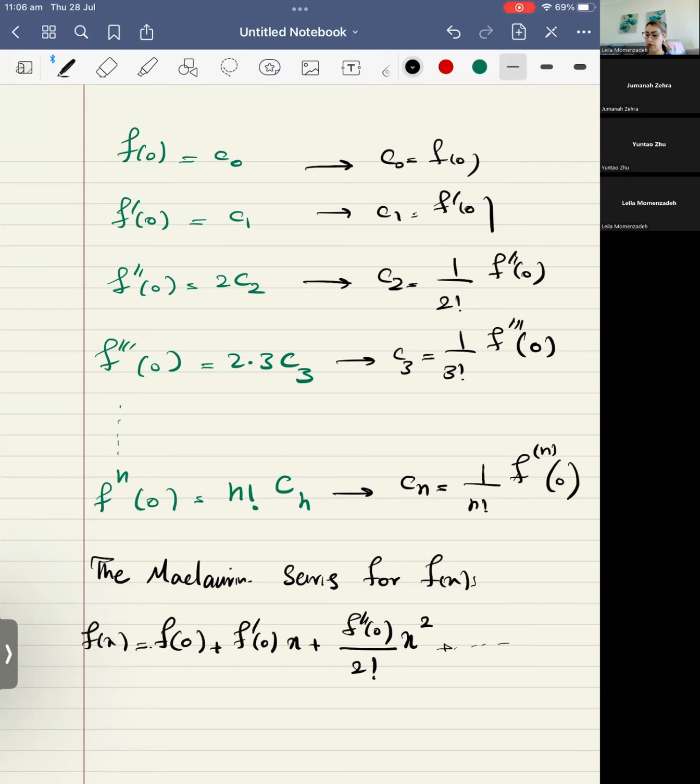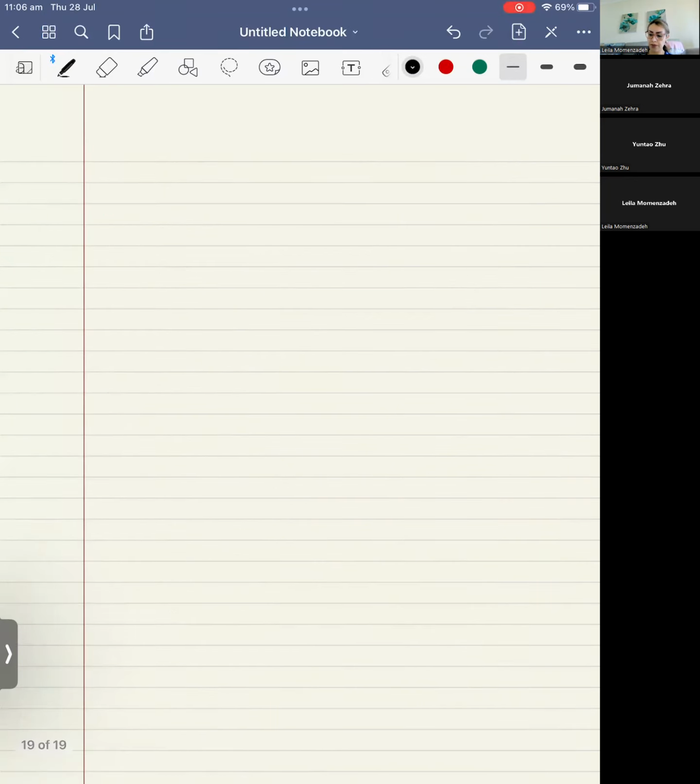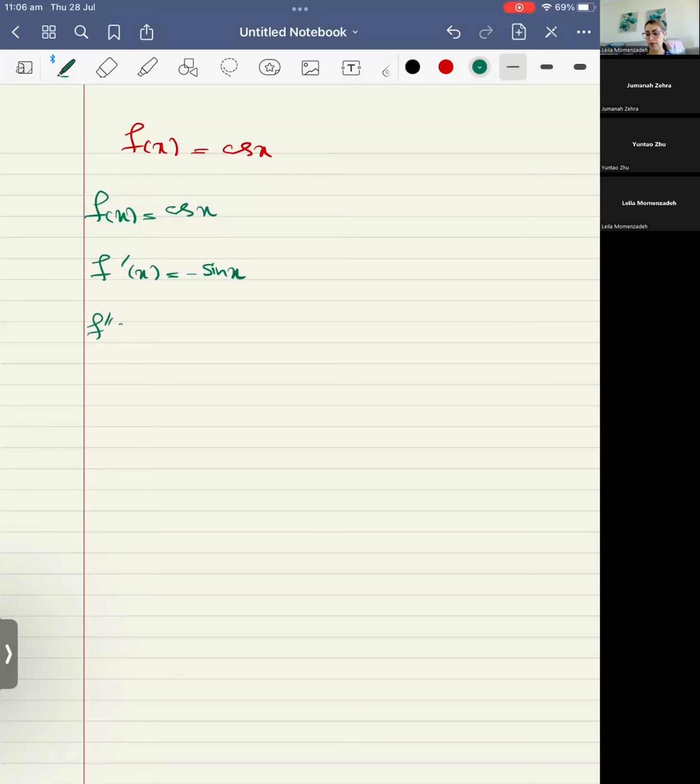Okay, let's do this for the example for the f of x. Let's do this one for this. Like f of x is equal cosine x. F prime x is equal minus sine x. F double prime x is equal to minus cosine x.